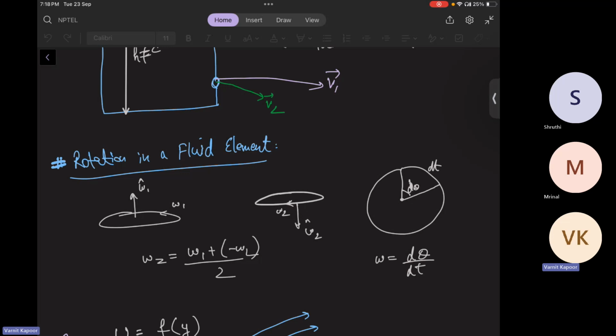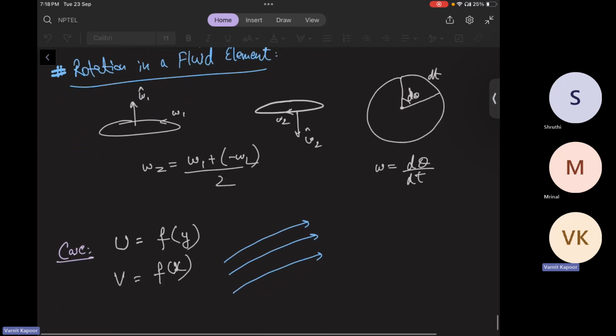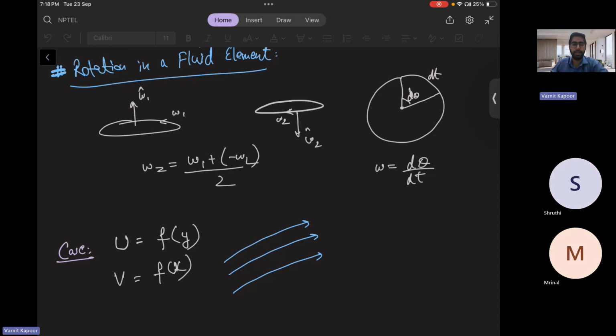Okay, so I was talking about rotation in a fluid element. So omega, angular velocity, is nothing but the change of angle, d theta by dt. Okay, and net omega is nothing but from the right hand thumb rule. If it's flowing in an anti-clockwise direction, the direction will be upward. Flowing in the clockwise direction will be downward. So net in the z direction will be omega 1 minus omega 2.